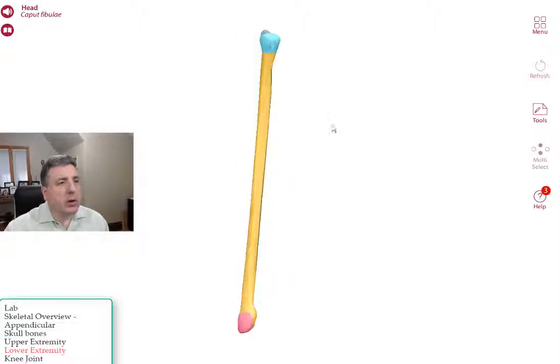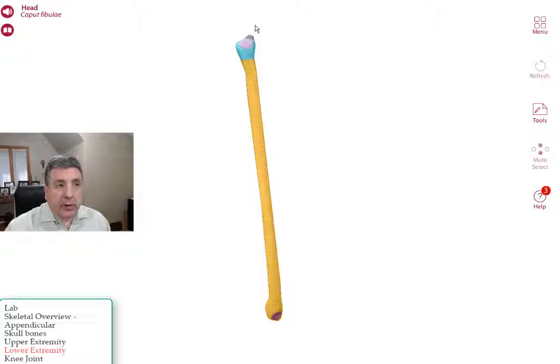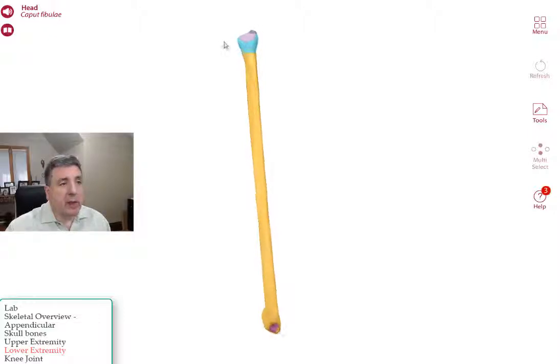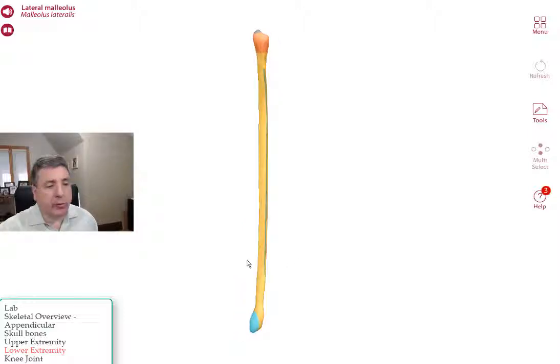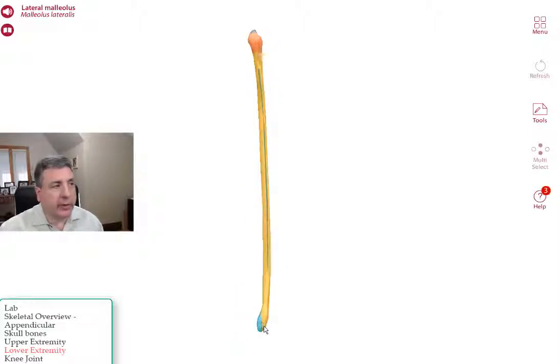The head that we're going to be looking at, just like the radius, we have a radial head. Here we have a fibular head. So that's that blue area up on top. And then we have your lateral malleolus. So if we have a medial malleolus, that bump on your medial side of your ankle, here's the bump on your lateral side, and that's this one here. That's the lateral malleolus. And the lateral malleolus attaches the anterior talofibular ligament and the calcaneofibular ligament.